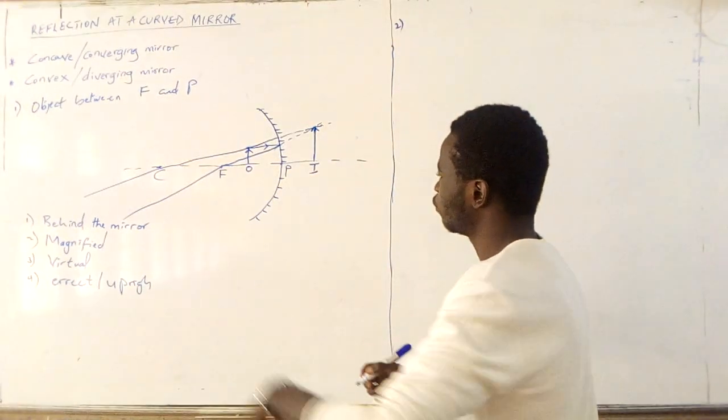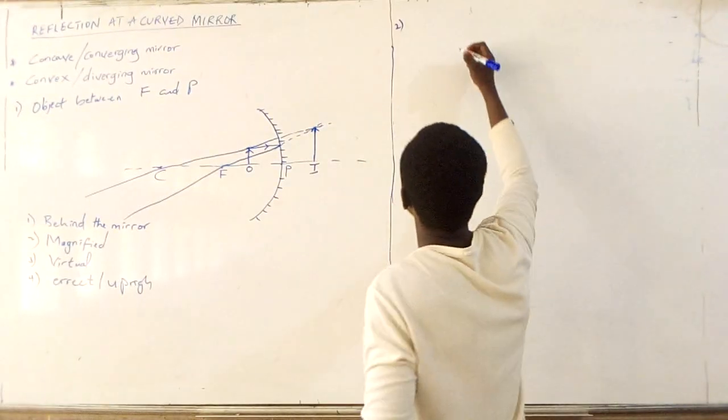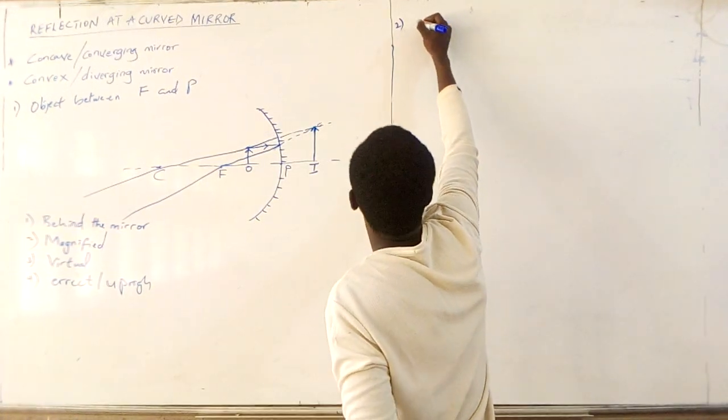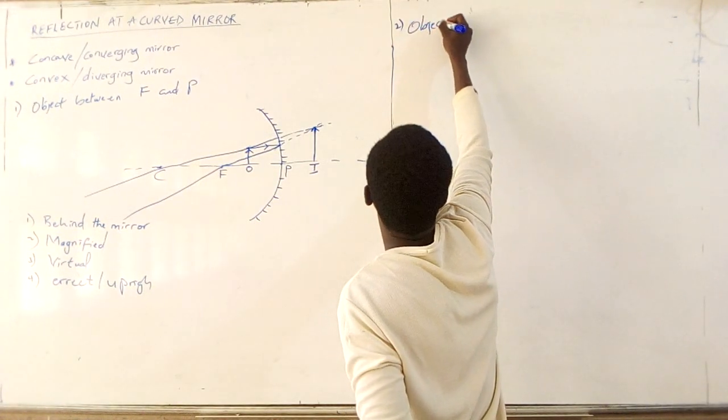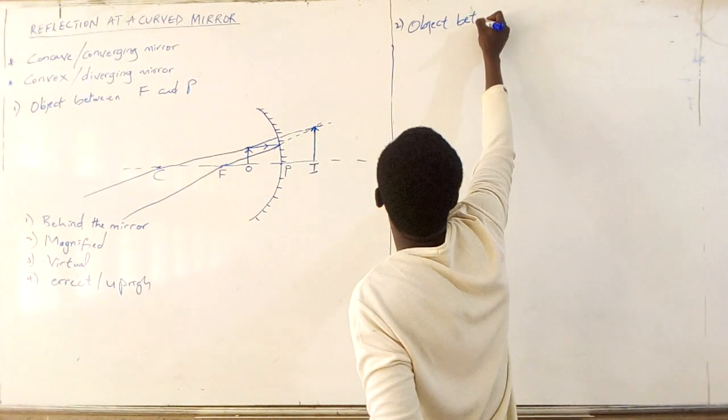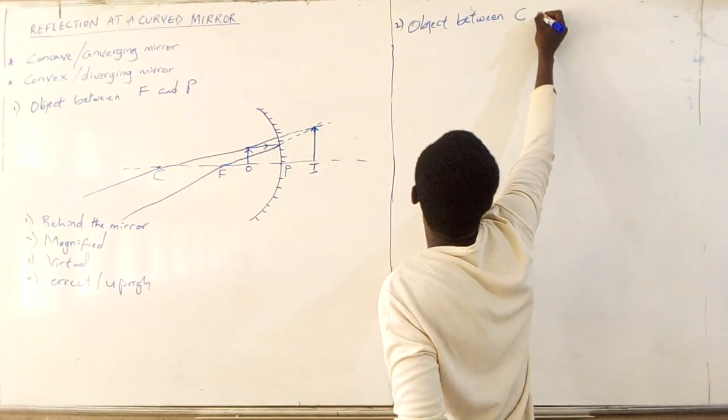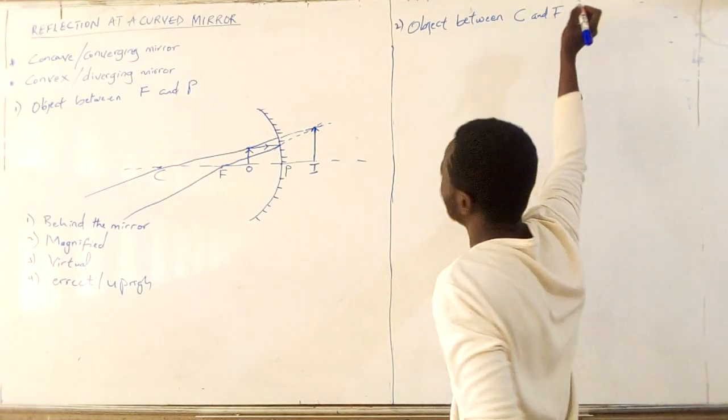Now let's look at when this object is placed between C and F. So object between C and F.